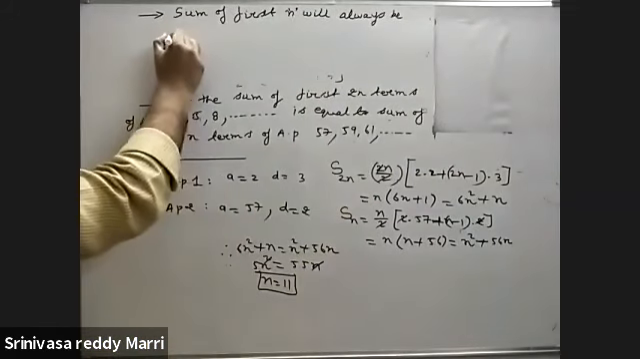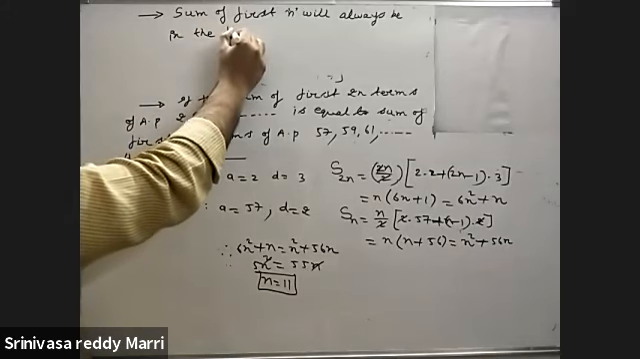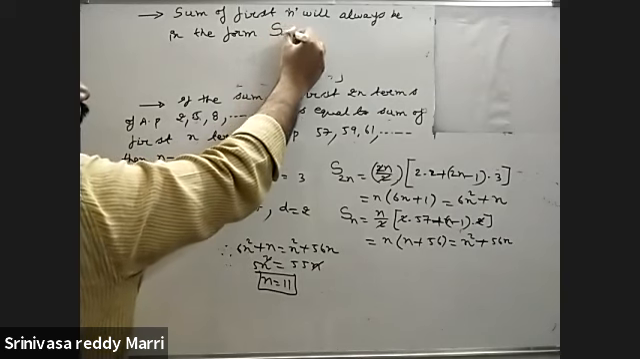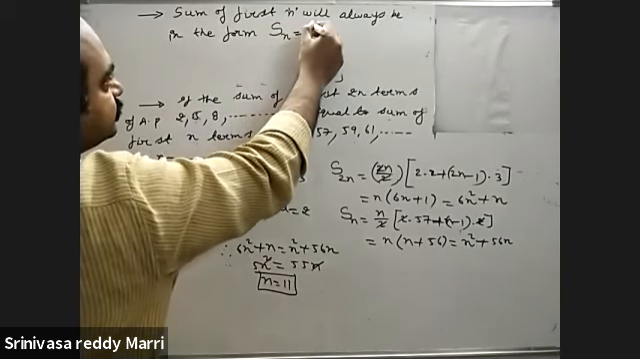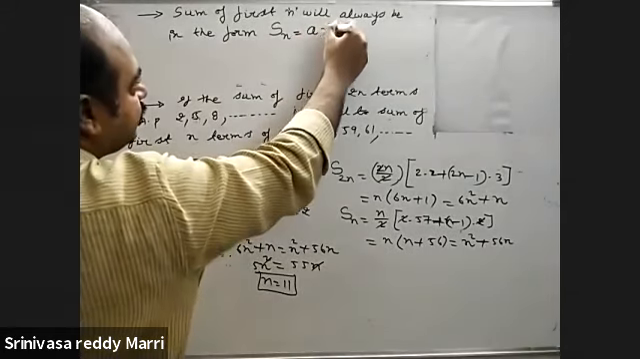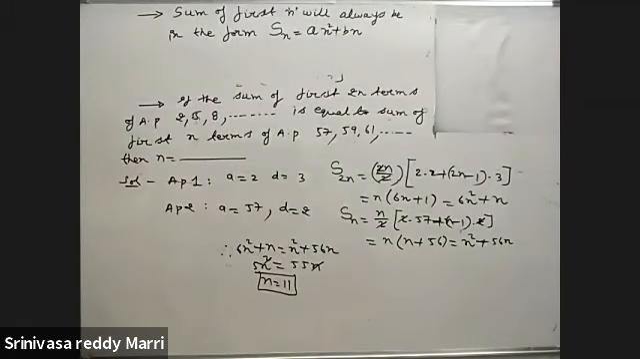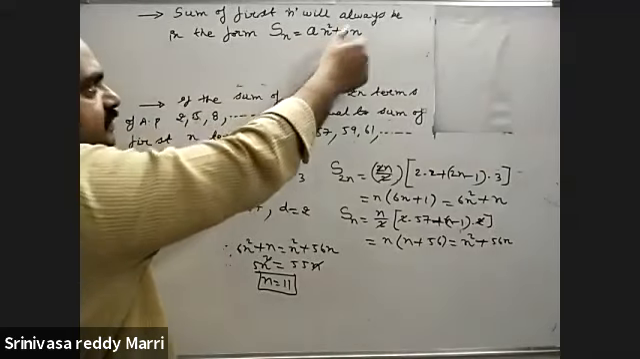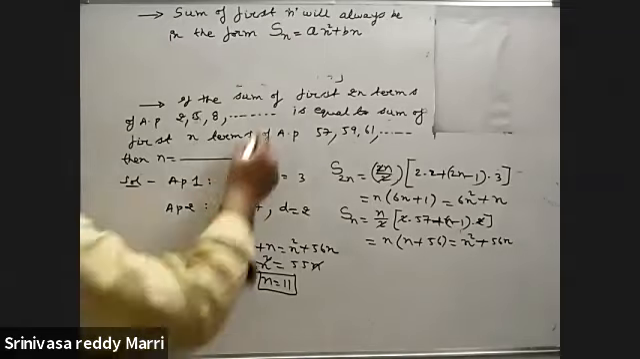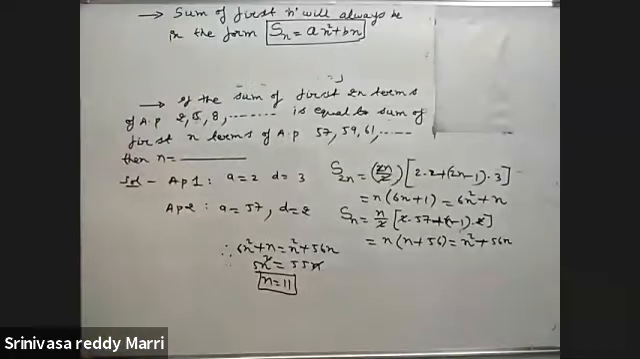Sn will always be in the form an square plus bn. So it is a quadratic expression in n whose constant term is 0. That means the sum of first n terms will always be of the form an square plus bn.